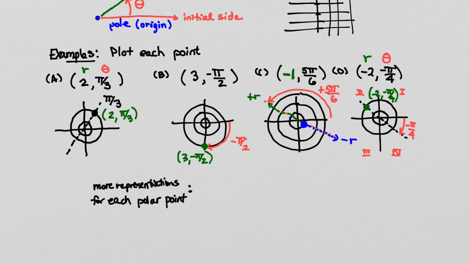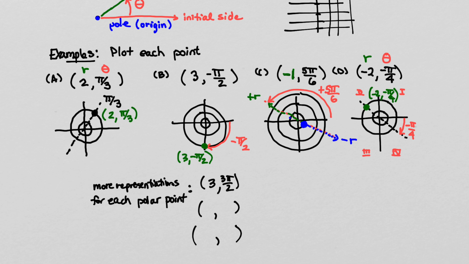So instead of writing 3 comma negative pi over 2, we could have written 3 comma 3 pi over 2. Can you guys give me a couple more? How else could we write it? What else could we do? Give me another representation for this point.